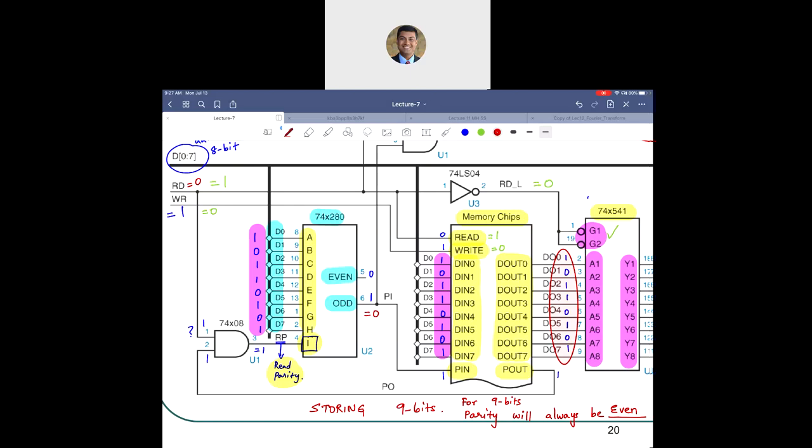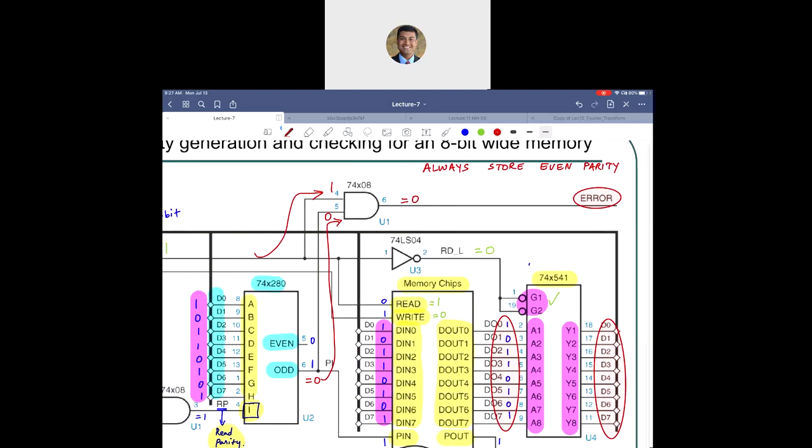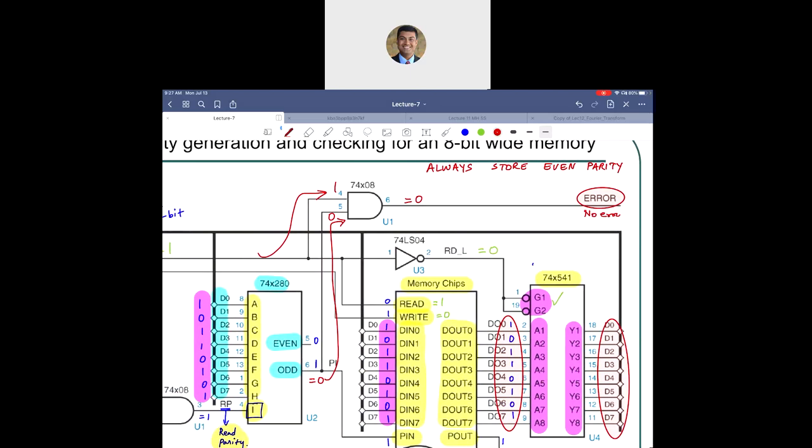It will be not odd parity. That 0 will go here when you are reading. So this is 1, this is 0. What do you get? This 0. No error. You guys see how to read this?